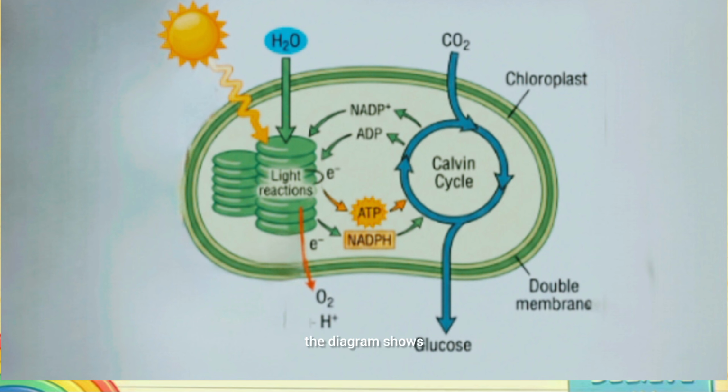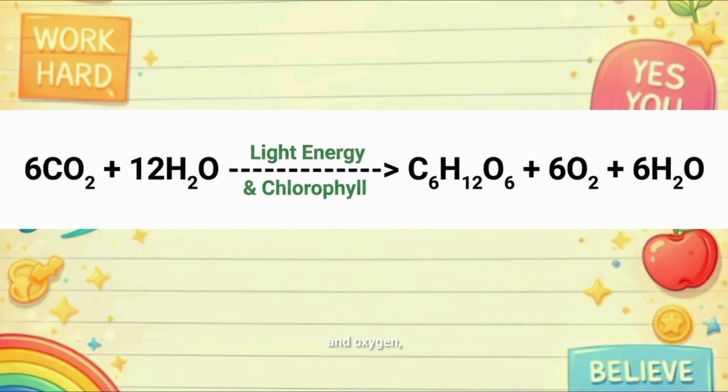In summary, the diagram shows that photosynthesis occurs in two main stages. The light reactions convert light energy into chemical energy in the form of ATP and NADPH. The Calvin cycle uses this energy to synthesize glucose. Oxygen is released as a valuable byproduct during this process. Thus, plants act as natural food factories, producing food and oxygen, and supporting all life on Earth.